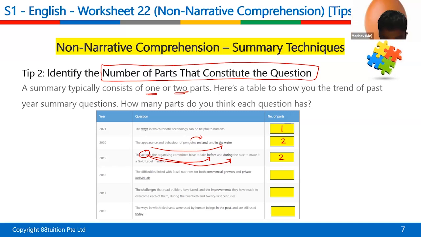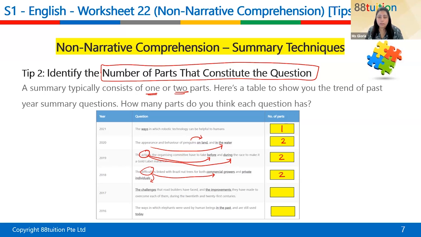Read the next one. Year 2018: the difficulties linked with Brazil nut trees for both commercial growers and private individuals. Tammy, how many parts? 2, thank you. What are the two parts, Tammy? Commercial growers and private individuals. Yes, but you need to talk about the difficulties of commercial growers and the difficulties of individuals. Tell me this properly.